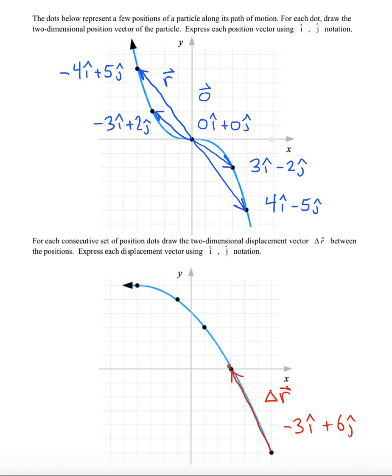All right, let's try another one. Okay, we're going to the left 2, up 3. Negative 2i plus 3j. Okay. Negative 2i plus 2j. And finally, negative 3i plus j.